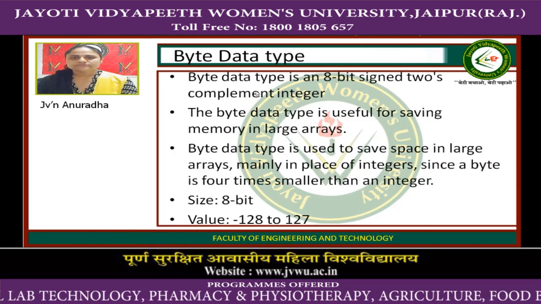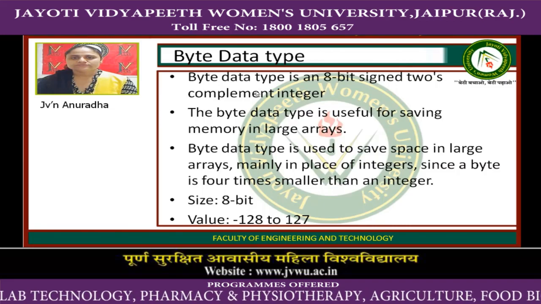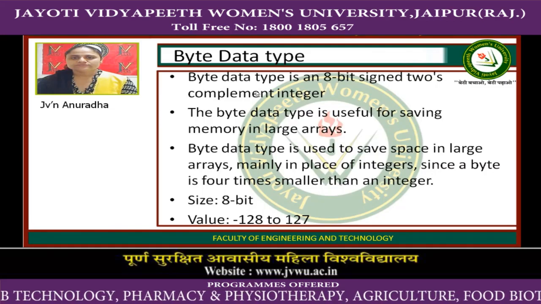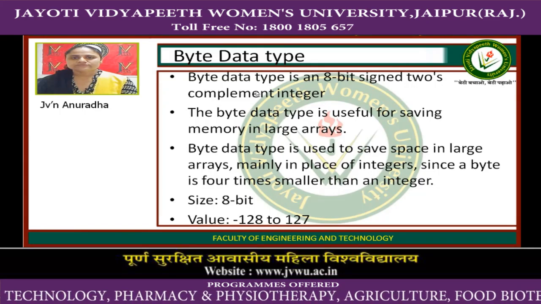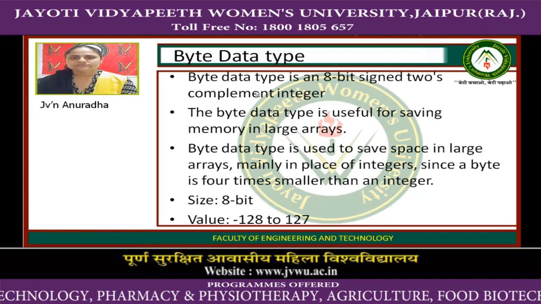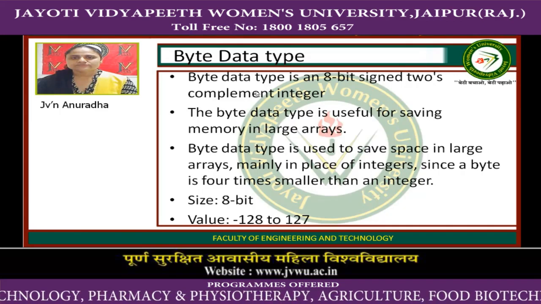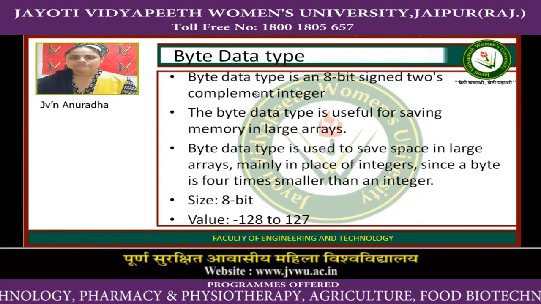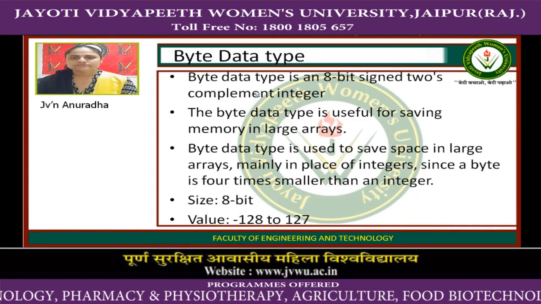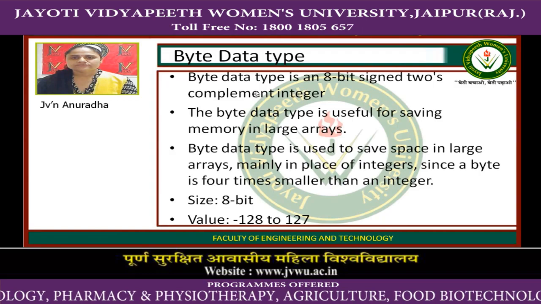Now, the next data type is the byte data type. Byte data type is an 8-bit signed two's complement integer. The byte data type is useful for saving memory in large arrays. It is used to save space in large arrays, mainly in place of integers, since a byte is 4 times smaller than an integer.